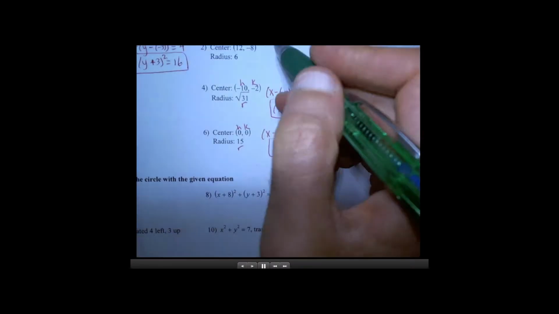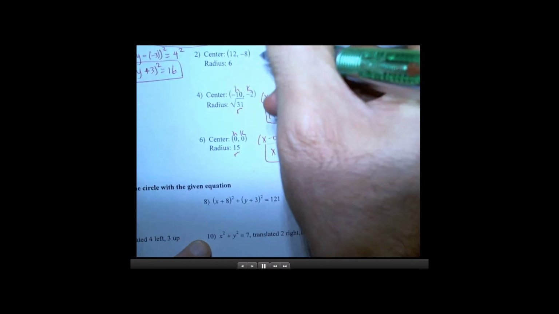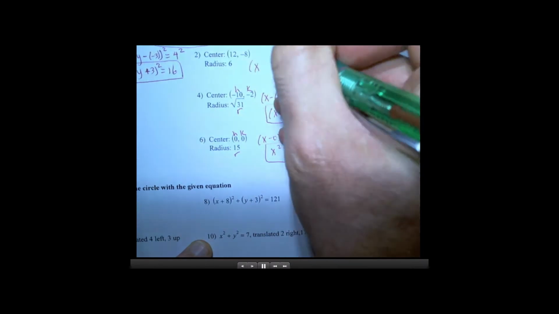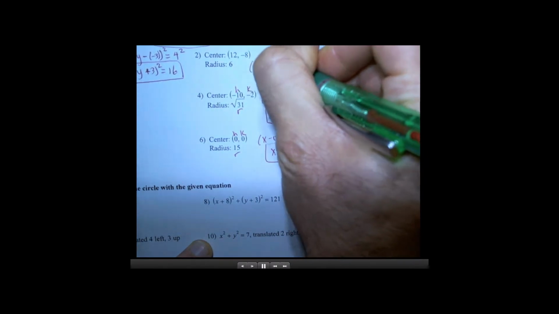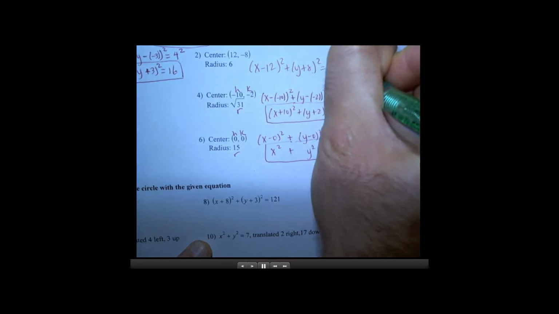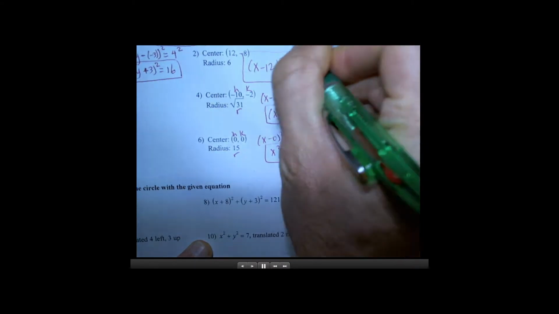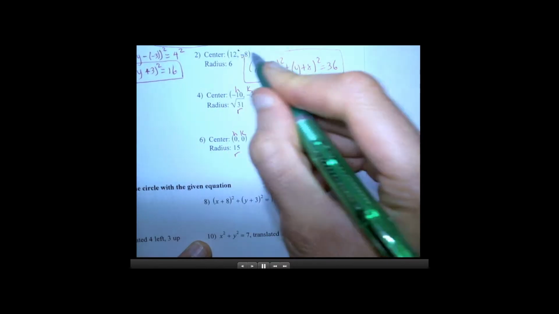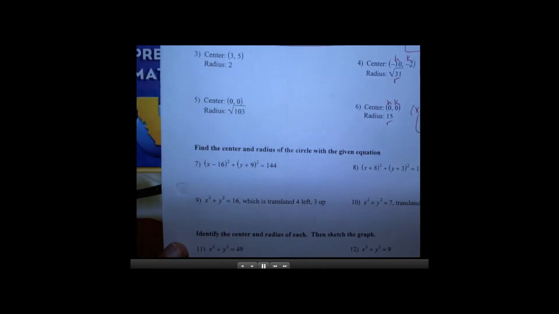For number 2, can you read off, just tell us, what did you get for your final equation here? X minus 12 squared plus y plus 8 squared equals 36. Good. All right. Excellent. Remember, that's a plus because it's a minus here. Let's look at number 3 here.